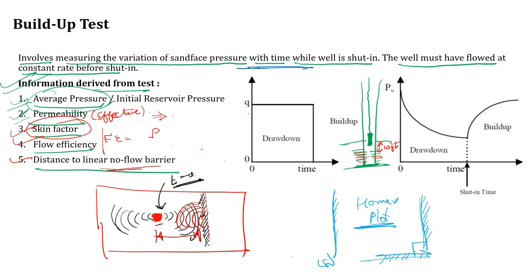Initially, a very important point is that before going for a build-up test I should have flowed the well at constant rate. So you can see that prior to build-up I have flowed the well at some constant rate, and this is my pressure being recorded. Now at this particular time I have shut the well. Because of this shut-in, my pressure will start to develop, and this is build-up. This particular portion is my build-up where I have shut the well and I am recording the pressure. Again, a very important point: I should have flowed the well at constant rate prior to shut-in. Now let's move further.